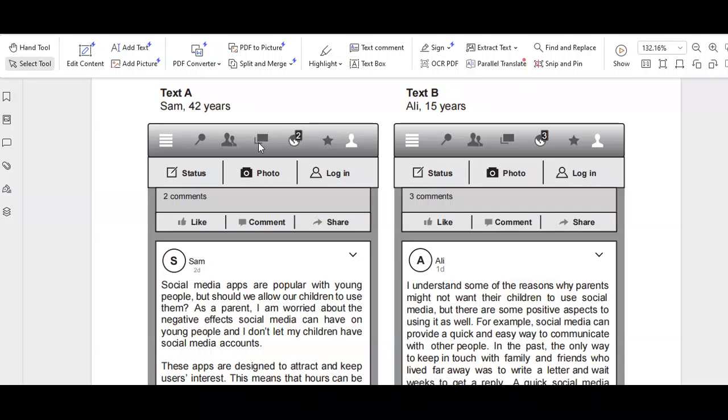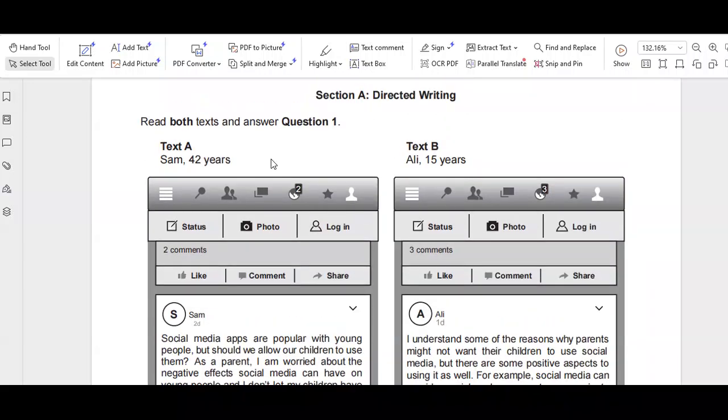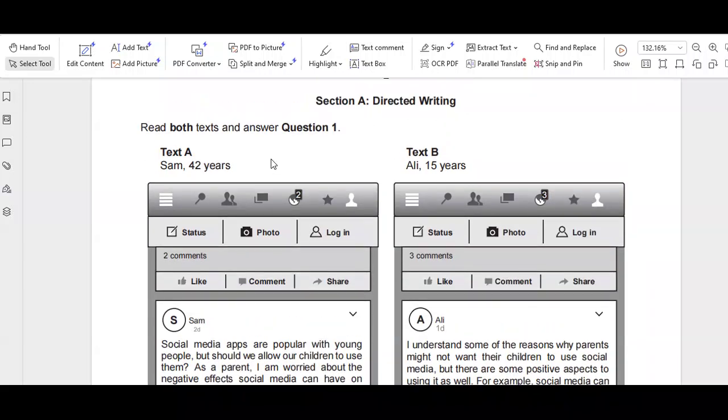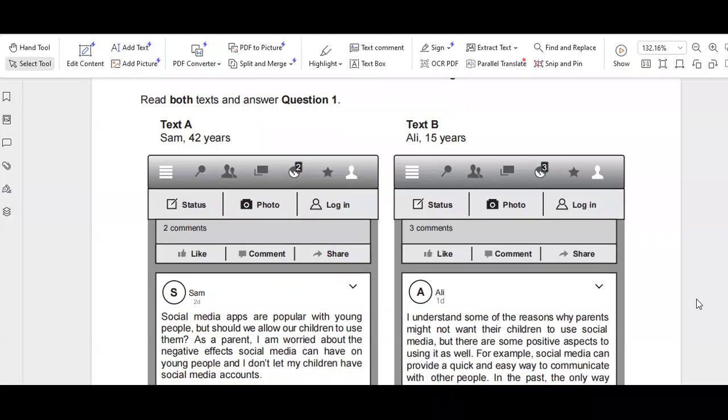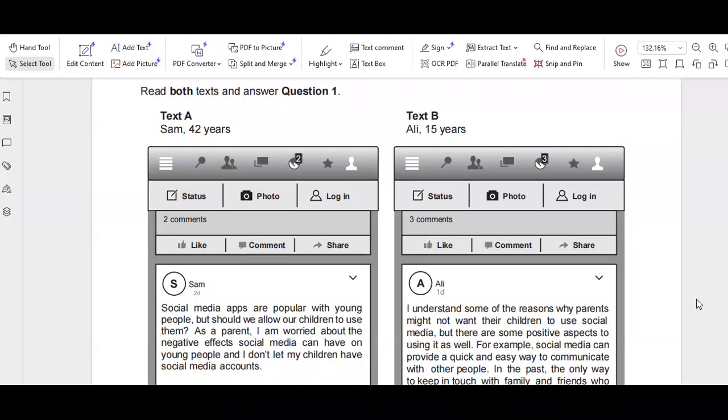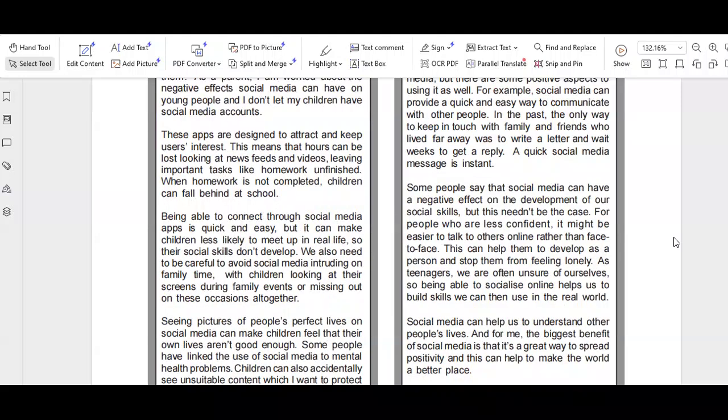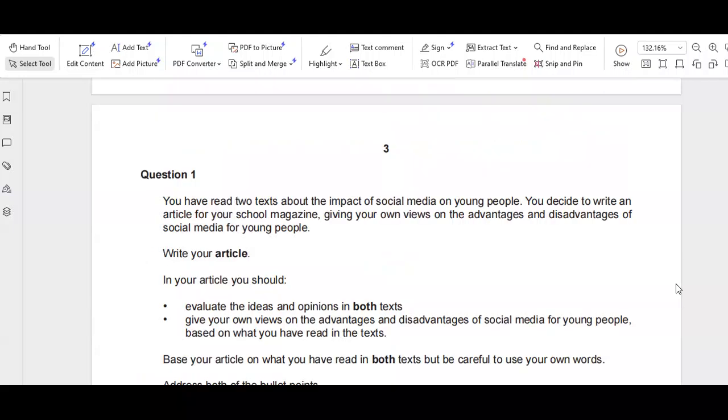What are the specific techniques and effective strategies to score good marks? The first strategy is to read and understand the question, which is very common for both your reading and writing papers, because unless you understand the question, you have no idea what you are going to write. So let's go to question number 1 and see what the question is saying.